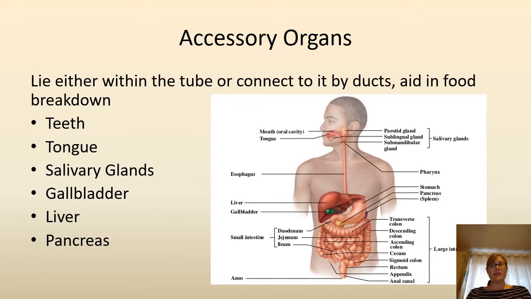The alimentary canal has, as I mentioned, a lot of accessory organs that are going to connect to it or dump things into it. And the teeth are the first. Teeth and tongue are known as accessory organs. And then our salivary glands, we have 3 sets of them, and those are going to dump secretions into the mouth. And those are going to actually kickstart the process of digestion.